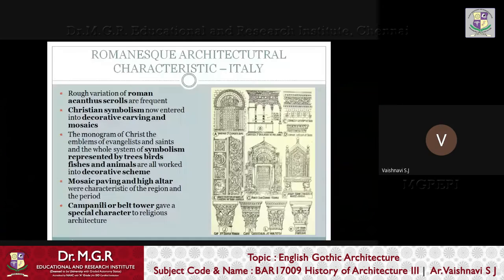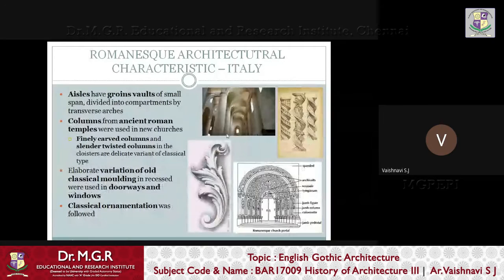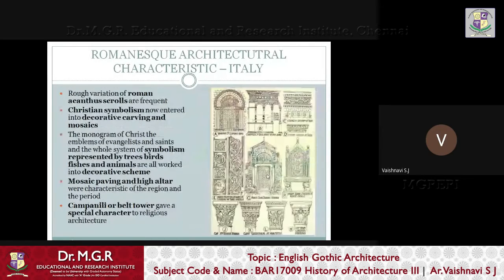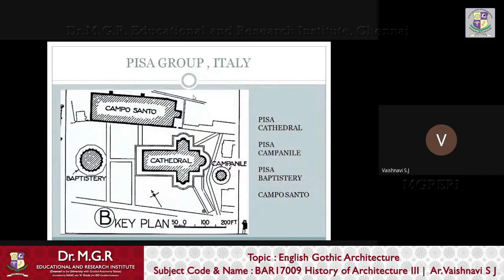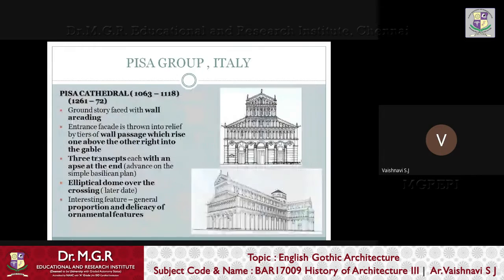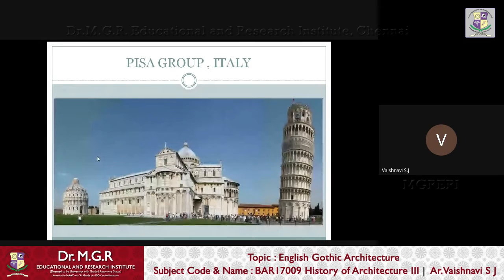We saw the characteristic features of Romanesque architecture in Italy and the elements given there. Next is the Pisa Cathedral. Here you can see the main cathedral, Pisa Cathedral. And Campanile is nothing but the Pisa Tower. Next is your baptistry. Here you can see the photograph of the Pisa group. This is the main cathedral, this is your Campanile, I don't know how to pronounce it, and this one is your baptistry here.